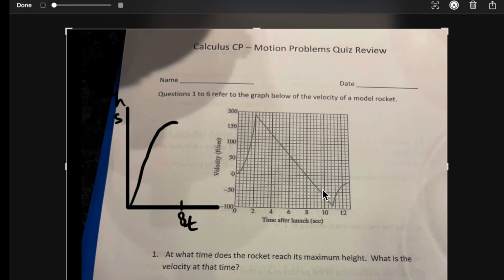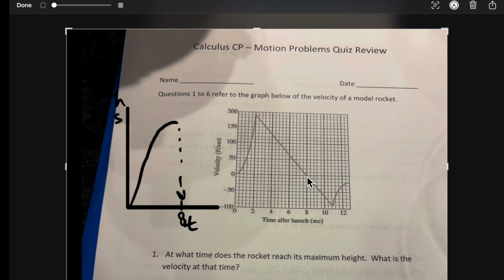But right here at t equals 8, the velocity is no longer positive. The velocity is 0. So that means the graph is flattening out here with respect to the displacement. So when it says at what time does the rocket reach its maximum height, the answer is at t equals 8 seconds. What is the velocity at that time? That is 0.